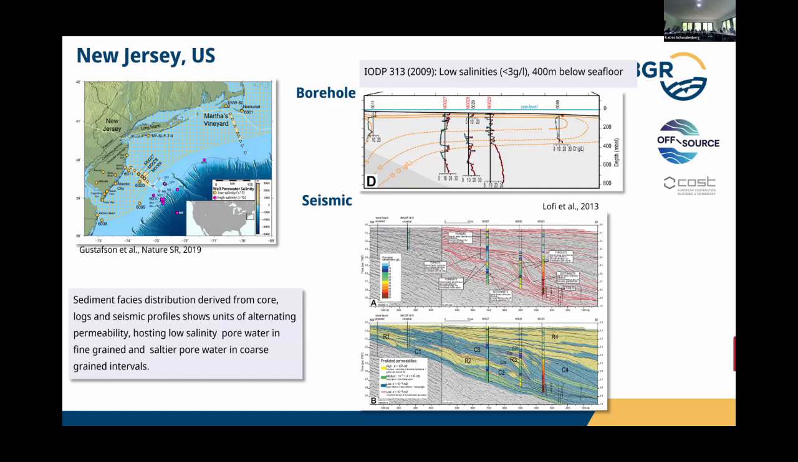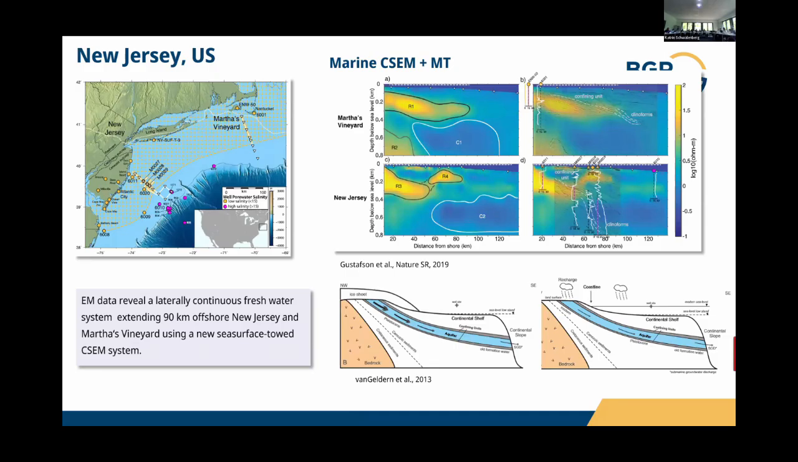So sediment phases distribution derived from core logs and seismic profiles show units of alternating permeability, hosting low salinity pore water in fine-grained and saltier pore water in coarse-grained intervals. That's the main result I got from that paper.